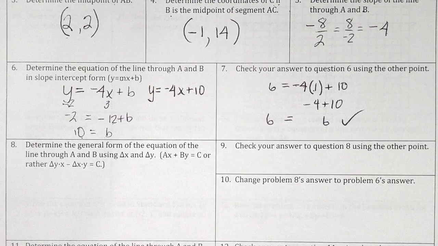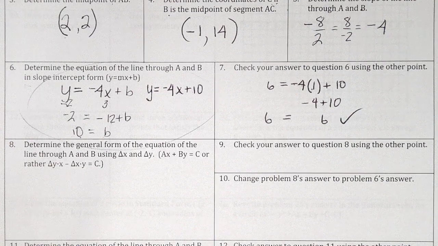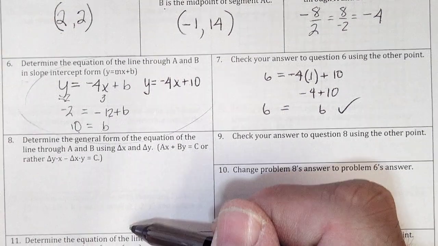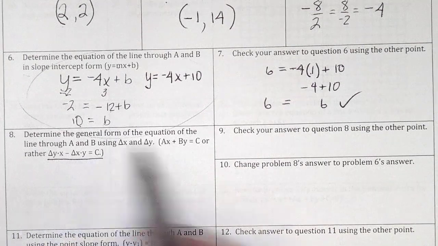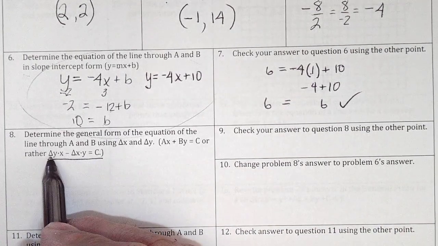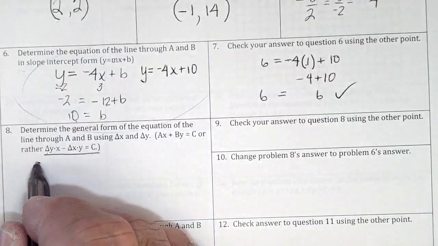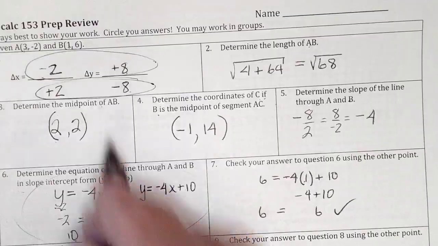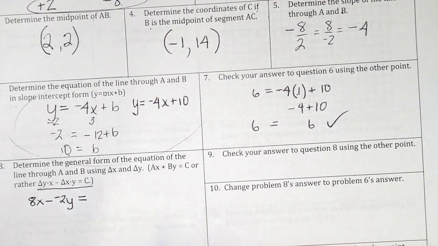Now there's many different ways to get the equation of a line. This method is just one of them. I'm asking you to be familiar with a couple of other ones. For instance, this one says the change in y, let's use our first case up here, 8 times x minus the change in x, which is -2, times y is supposed to come out to be a constant.